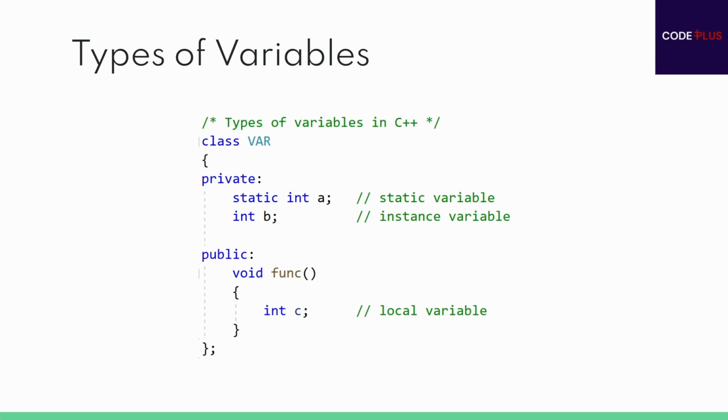There are three types of variables based on the scope of variables in C++. Local variables, instance variables, and static variables. A variable defined within a block or method or constructor is called a local variable.